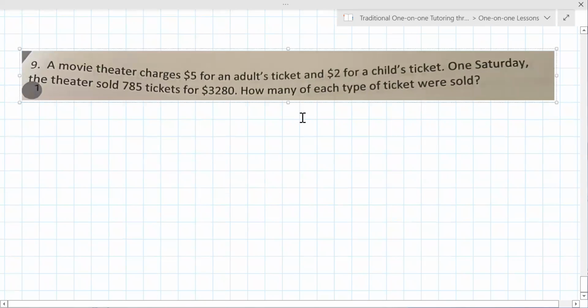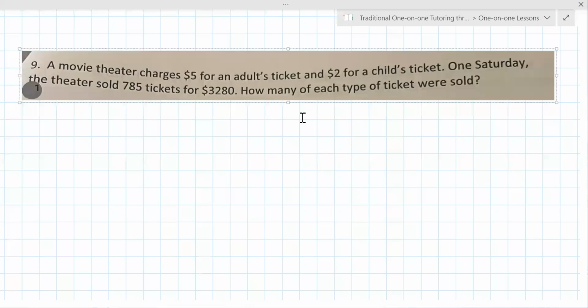Okay, so the problem says a movie theater charges $5 for an adult's ticket and $2 for a child's ticket. One Saturday, the theater sold 785 tickets for $3,280. How many of each type of ticket were sold? Please give this a try. See if you can work out what the equations are, and let me know when you're all done there.